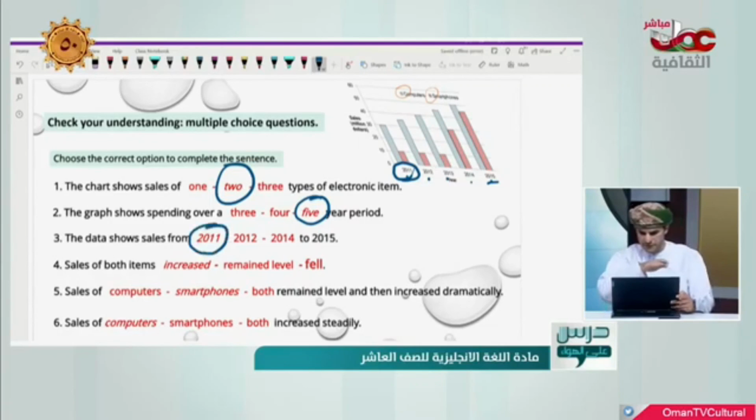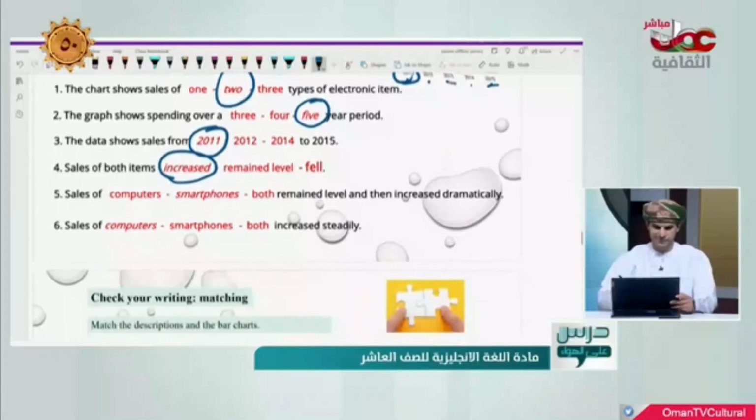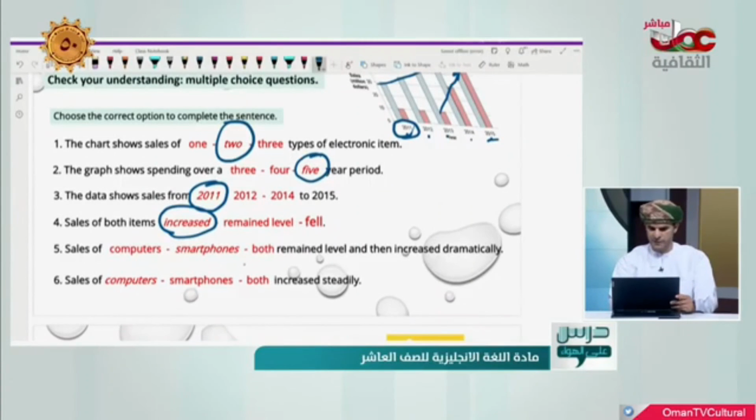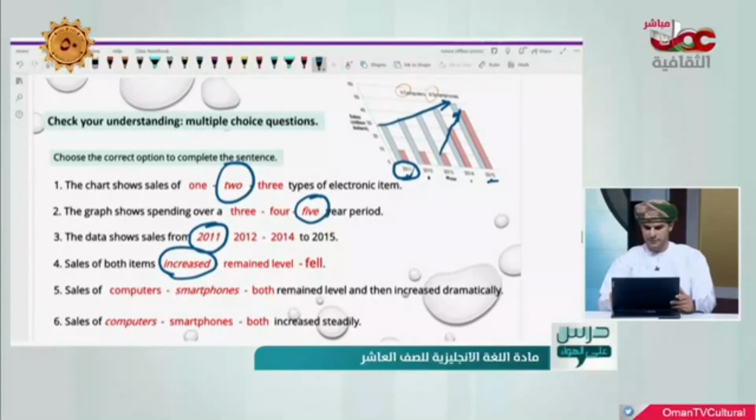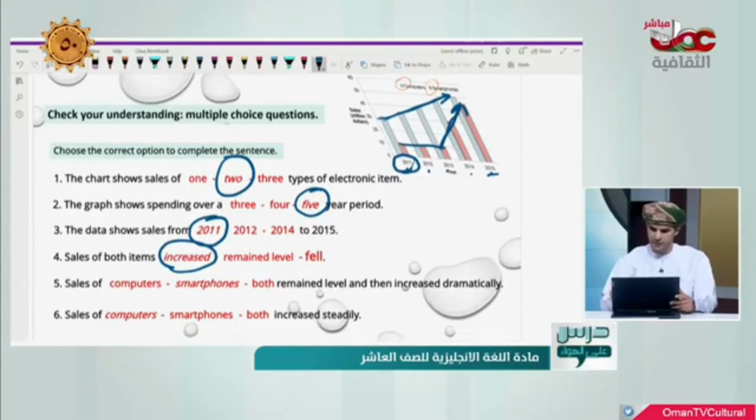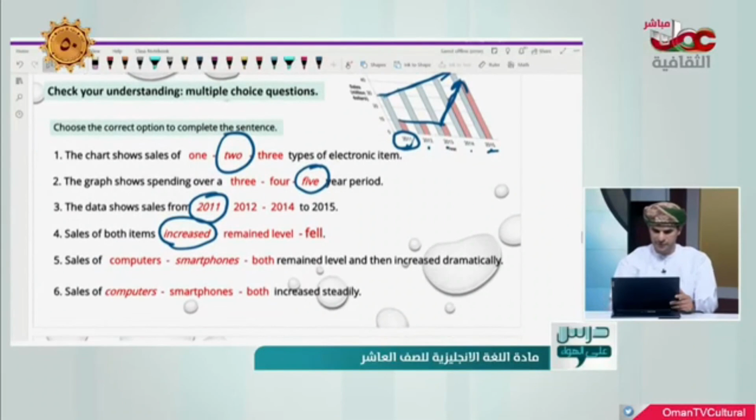Sales of both items increased or stayed the same, remained level, or fell. Of course, as you can see here, an increase, and here also an increase. So both of them increased. Well done, Mira. Sales of computers, smartphones, both remained level and then increased. Here increased from the beginning, from 2011, but here remained level, then increased. So which one are we talking about? Smartphones. Well done.